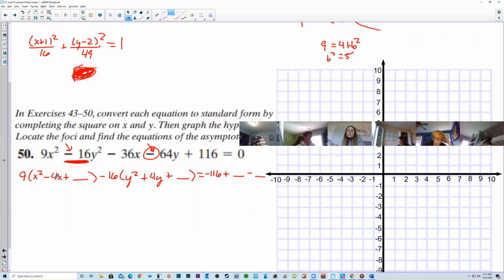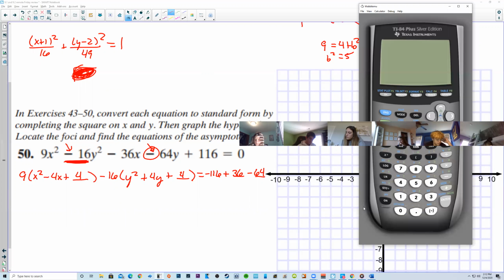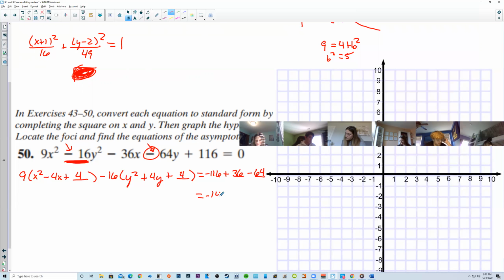So 4 divided by 2 is 2. 2 squared is 4. So that means we're adding 36 to that side. No, let's see. 4 divided by 2 is 2. 2 squared is 4. And so we're subtracting 64. So if we take negative, well, it's right here. Negative 116 plus 36 minus 64, that ends up being negative 144.